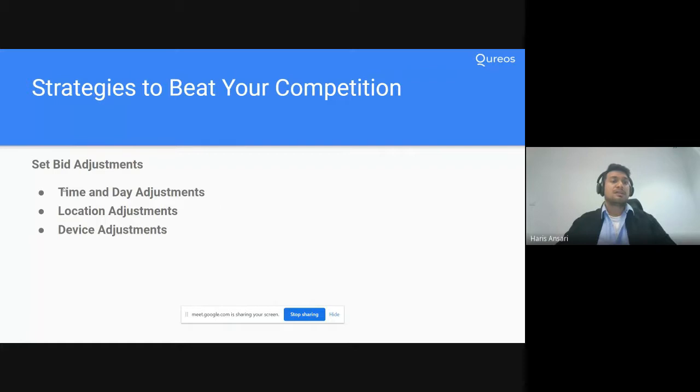Similar is the case for time and day. Maybe your competitors' ads are working well in the daytime, not at night. So you can actually focus more on getting users at night time. So these are the things you have to continuously monitor the data for and make your bids adjusted according to that. Location is also something where you can adjust your budgets.